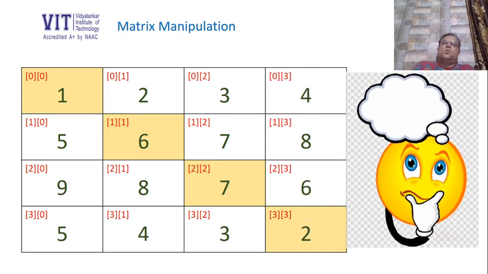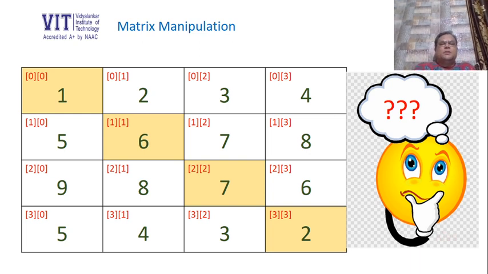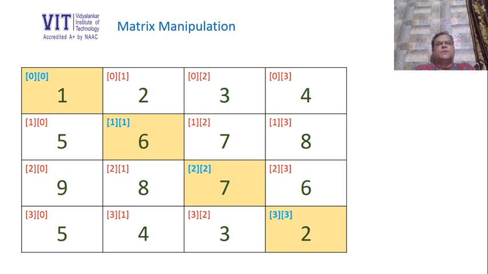What do you think? What we need to do? The problem is very simple. Instead of adding all, we should be able to select only those elements which are present in the first diagonal. So what is the criteria these elements satisfy? Let's check. If I think, then you will find that row index and column index for this element is 0 0. For this element it is 1 1. For this element it is 2 2. For this element it is 3 3.